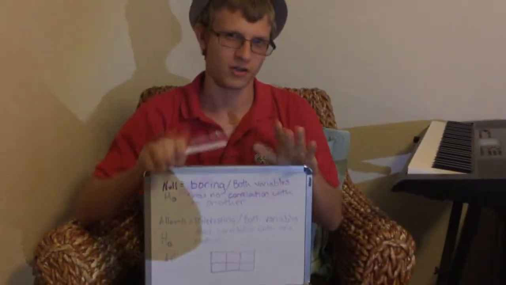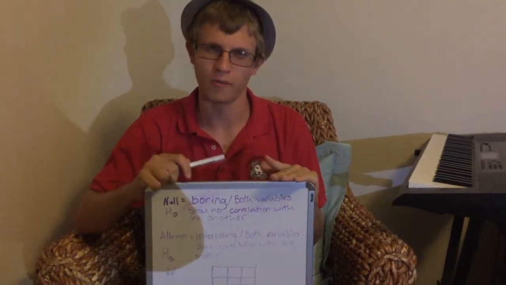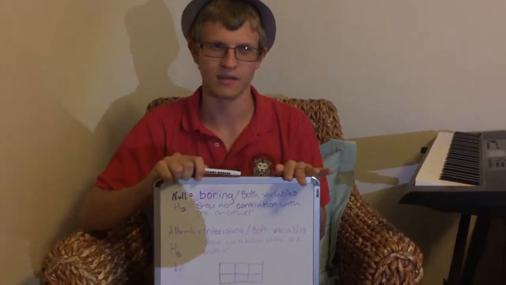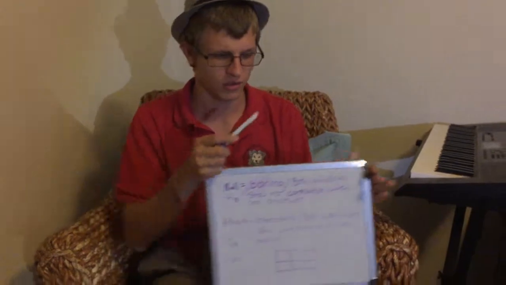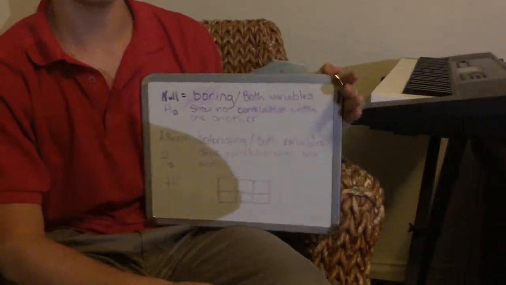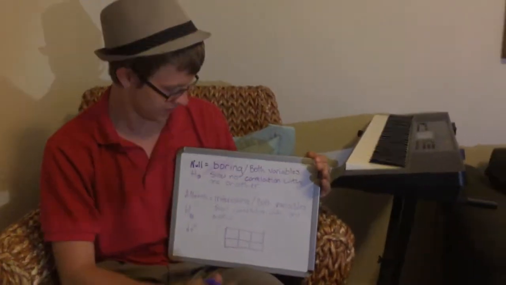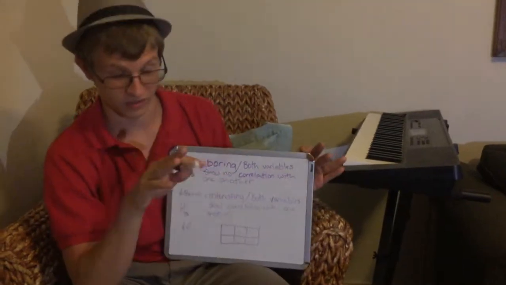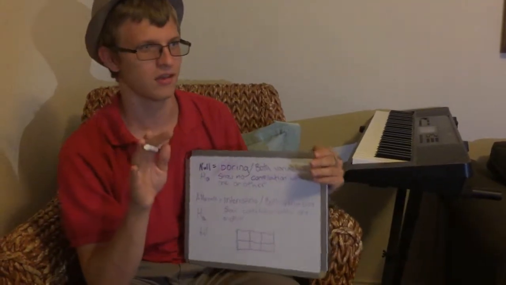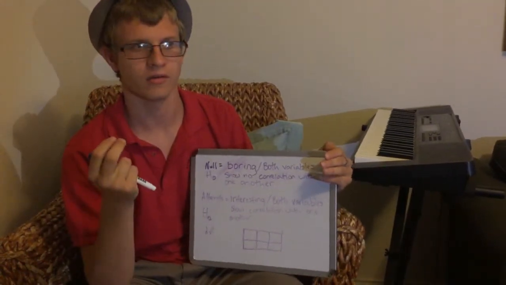So you might be wondering what Colton was talking about with the null hypothesis and the alternate hypothesis. A null hypothesis is the boring thing. It's the original starting point. Just say the null hypothesis is what is already generally accepted, such as both variables have no correlation with one another.